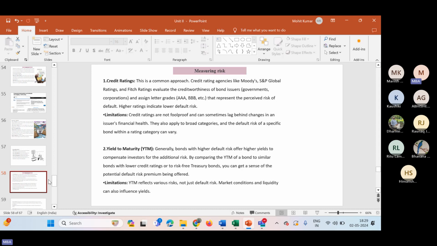But there are certain limitations, because this is not foolproof and can sometimes lag behind changes in an issuer's financial health. They also apply to broad categories, and the default risk of a specific bond within a rating category can also vary. Sometimes the actual situation is different from what the rating suggests. Mostly they are correct, but at least they can give you an indicator of the situation of that company, because based on that rating, you can do your own research as well.